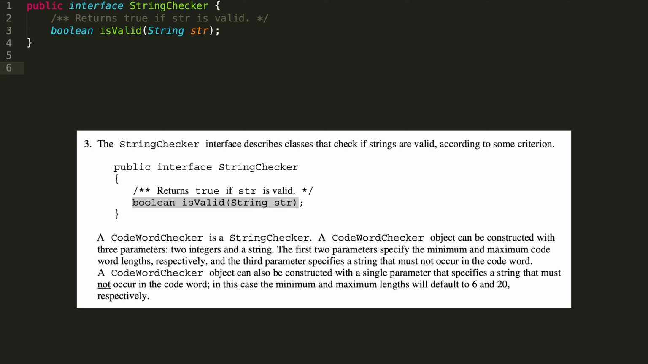It can also be constructed with just one parameter, which is that string that can't occur. In this case, minimum maximum lengths will be 6 and 20. Since a CodeWordChecker is a string checker, we will be expected to also implement this isValid method.